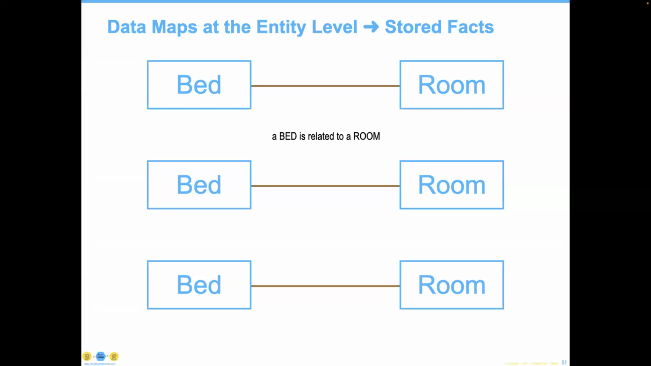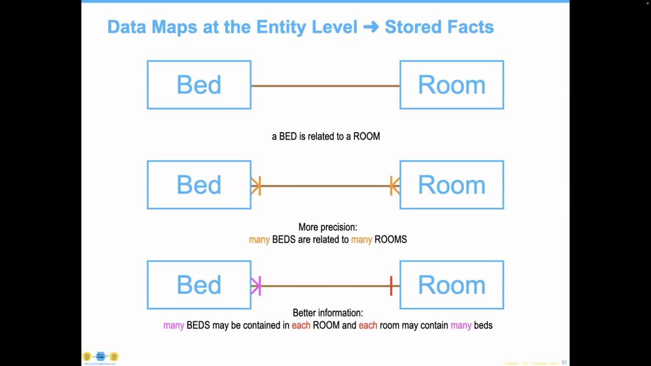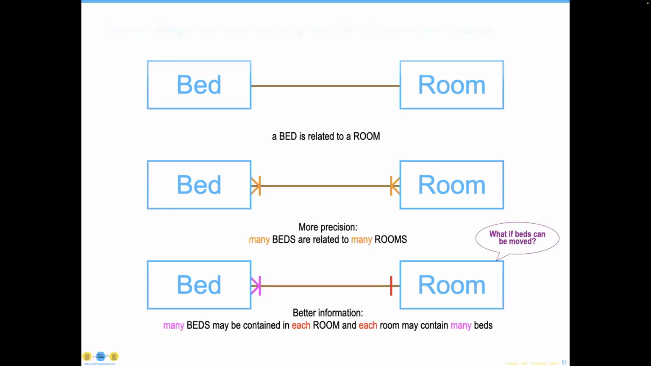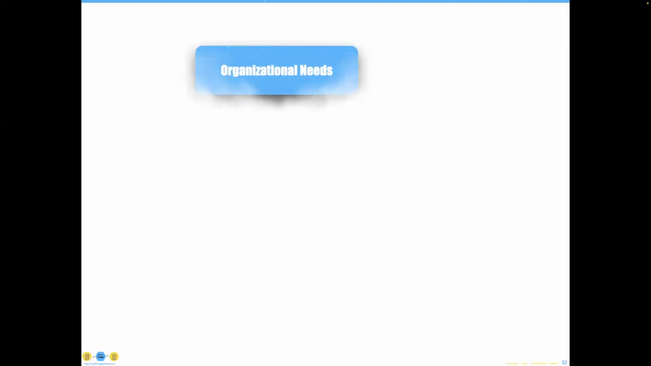Here, for example, is a relationship at the first level. It just says a bed is related to a room, not terribly precise. If I put some precision on it, this says many beds are related to many rooms. And recall a few minutes ago, I said you can't really put together a many-to-many. You need a special constructor in order to do that. But let's see if it works this way. Many beds may be contained in each room, and each room may contain many beds. That's the most precise of all of these that we've put together. What if beds can be moved? Once again, it becomes an interesting question around that.